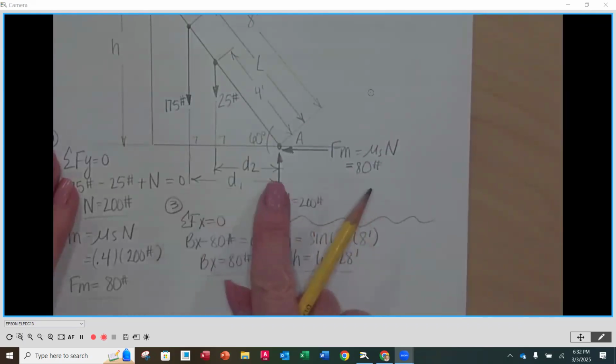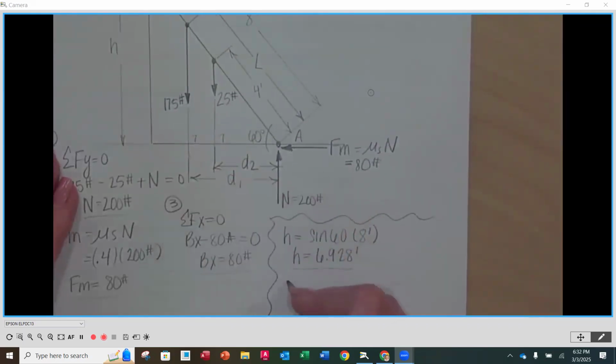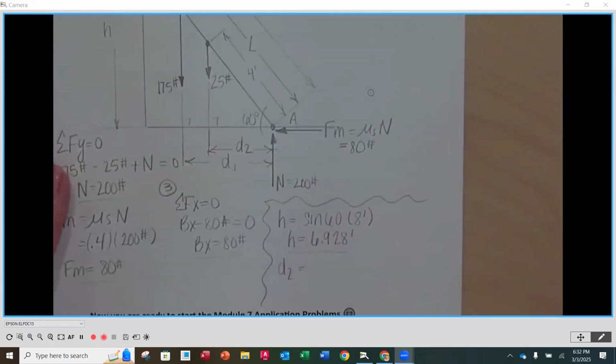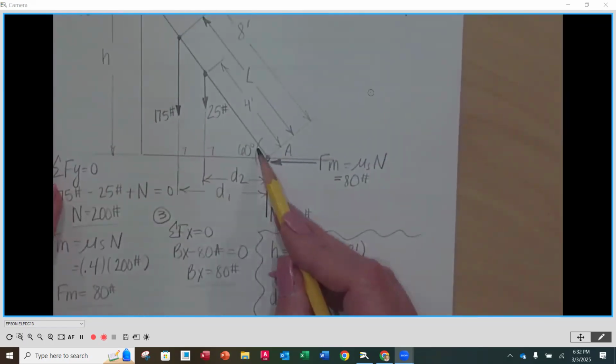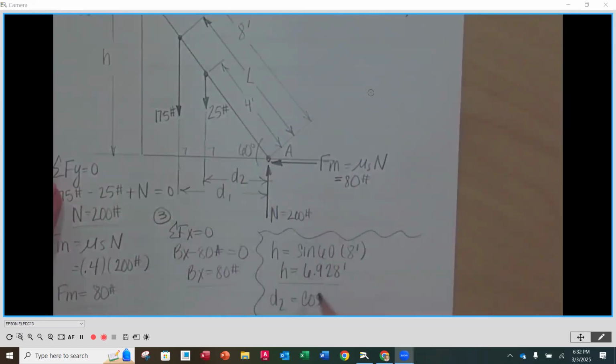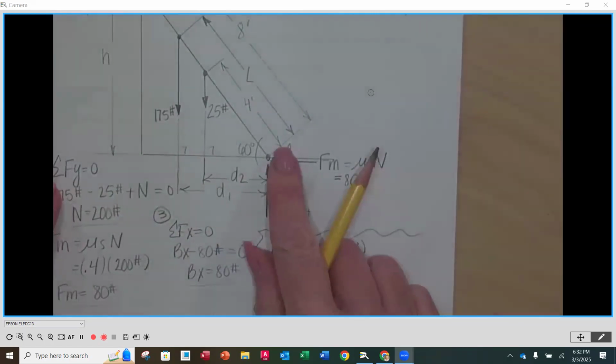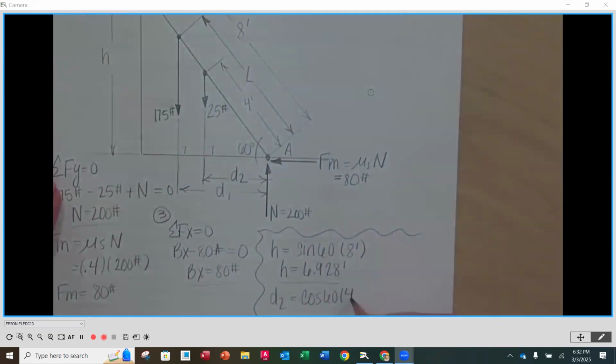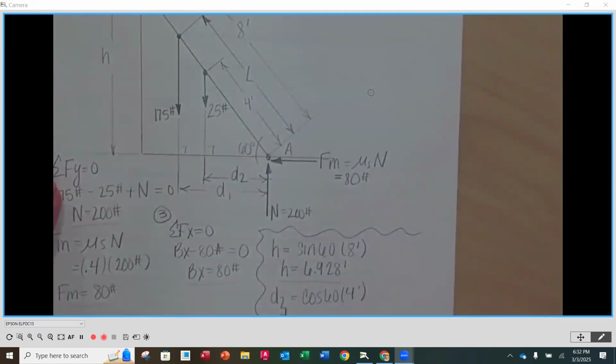I'm going to do D2 next, just because I can get an actual value for that one. So that is also, this time, side adjacent. So that's going to be the cosine of 60 times the 4 feet up. That's its hypotenuse. So D2 should be 2 feet because cosine of 60, I think, is 1/2, right? Okay.